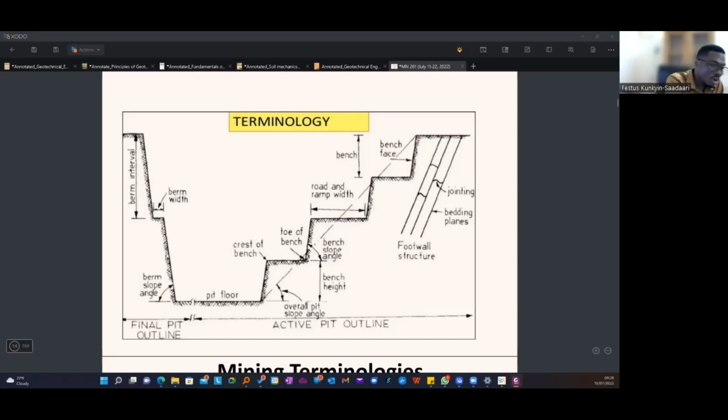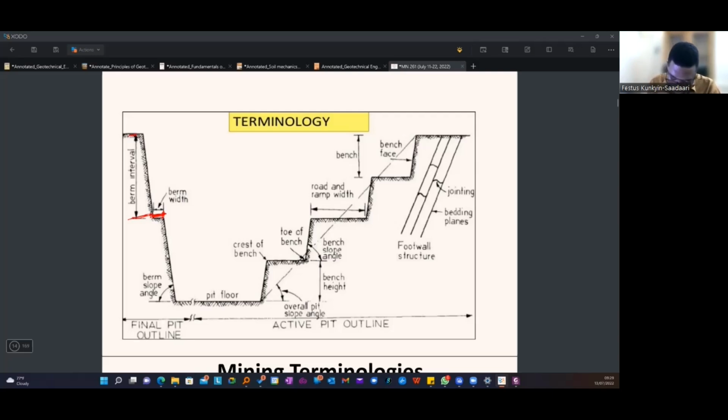Then, on the hanging wall side, you can see what we call a berm and a berm interval. So the berm interval, let me get my pen. With the berm, we have this section of the pit, the hanging wall side, the red section is what we term as our berm. Then the interval of the berm is from where I assume there is a berm up here to the next berm. That is what we term as the berm interval.